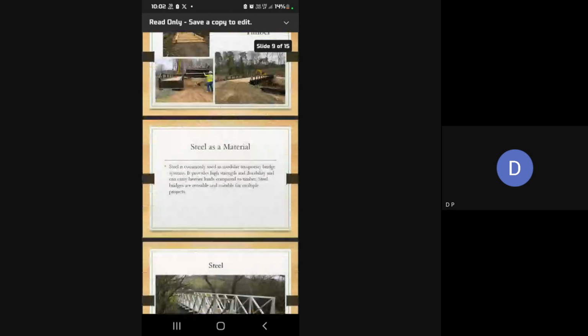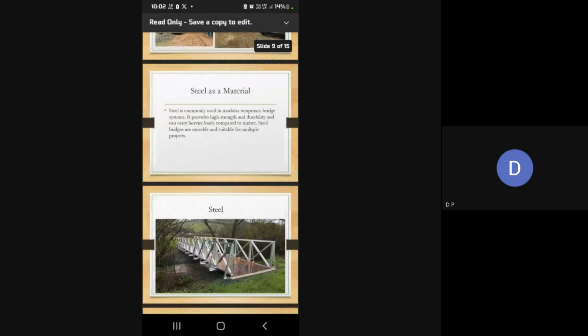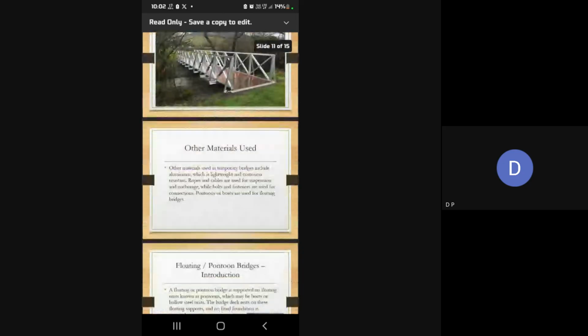Next material is steel. It is also a commonly used material in modern temporary bridge systems. It provides high strength and durability and carries heavier loads compared to timber. Steel bridges are reusable and suitable for multiple projects. Example: other materials used in bridges include aluminium, which is lightweight and corrosion resistant. Rope and cable are used for suspension and bracing, while bolts and fasteners are used for connection.